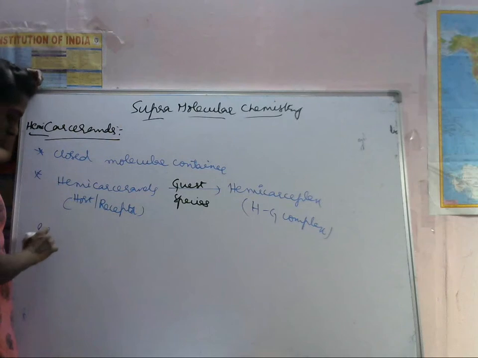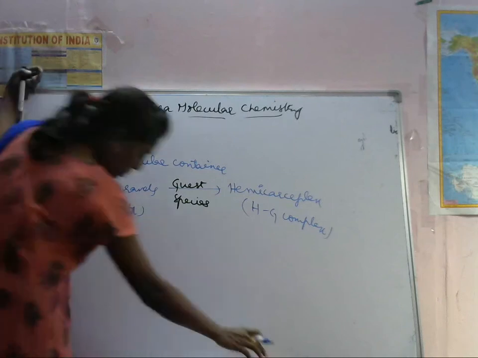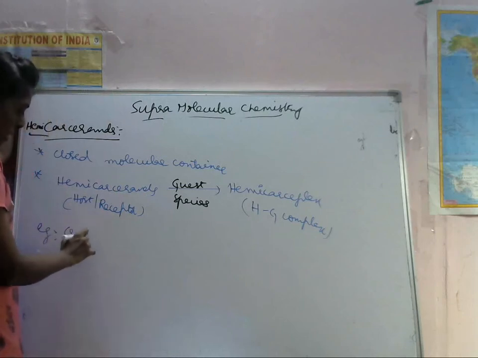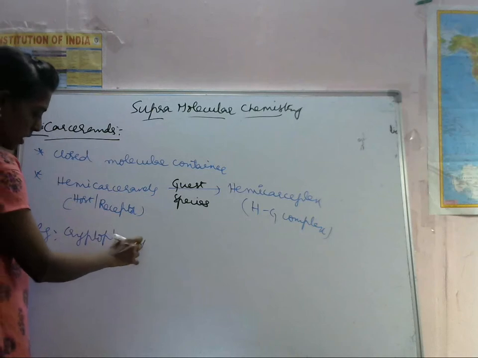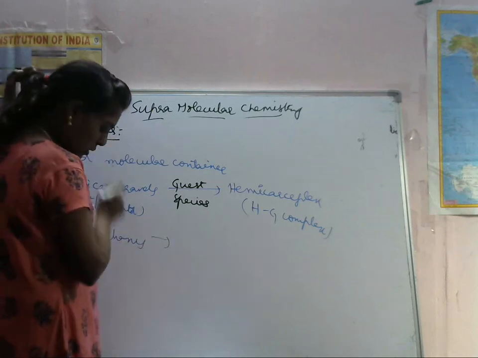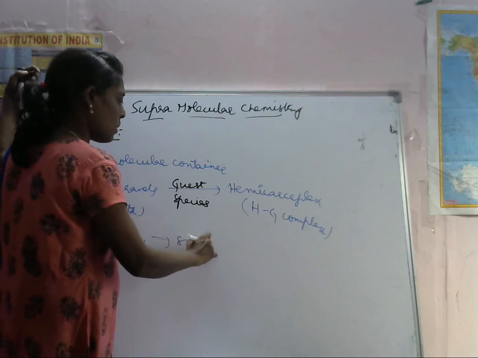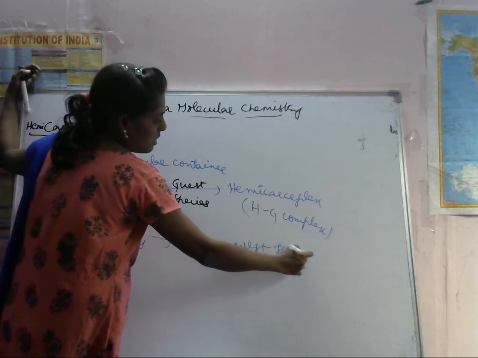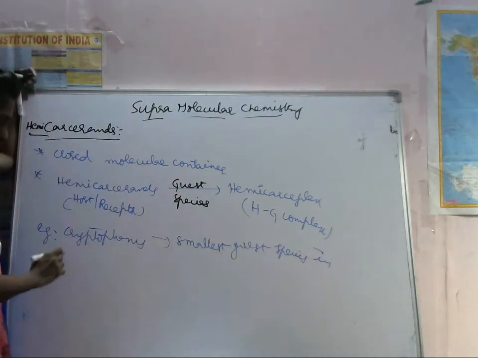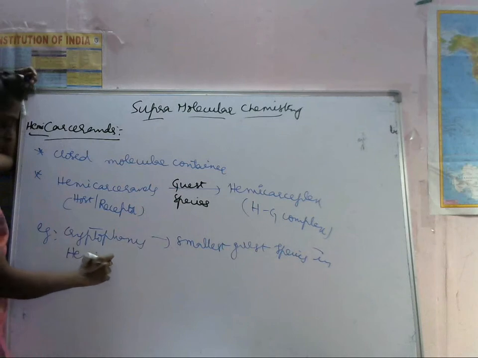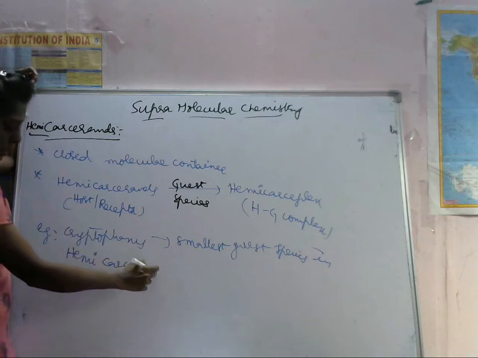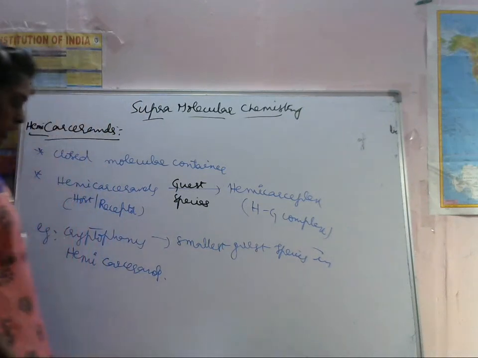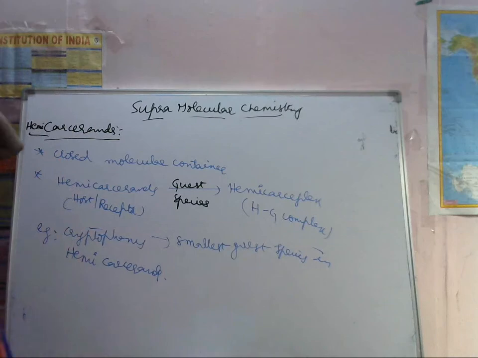For example, cryptophanes. These are the smallest guest species in hemicarcerands. So this is about hemicarcerands.